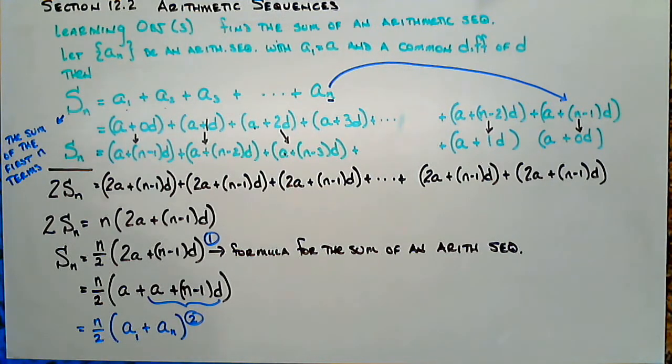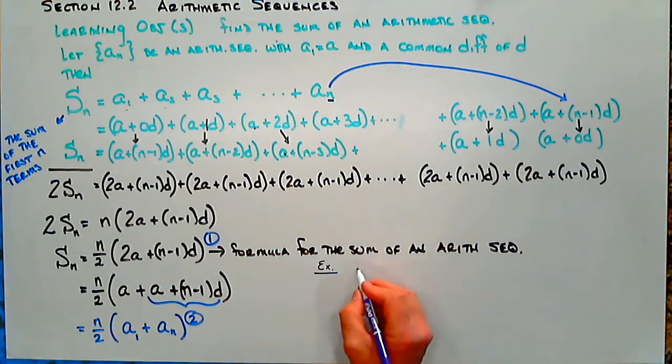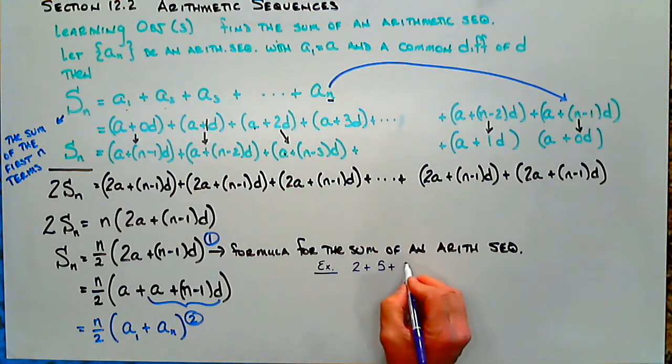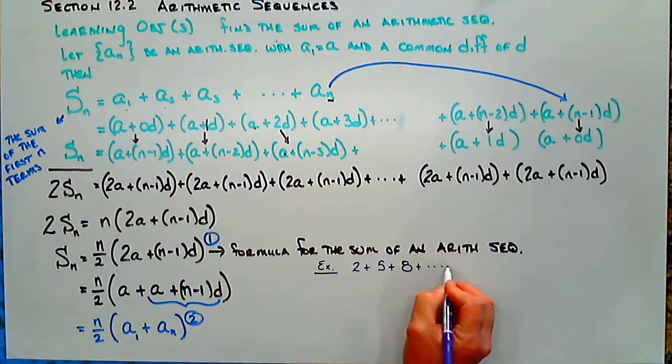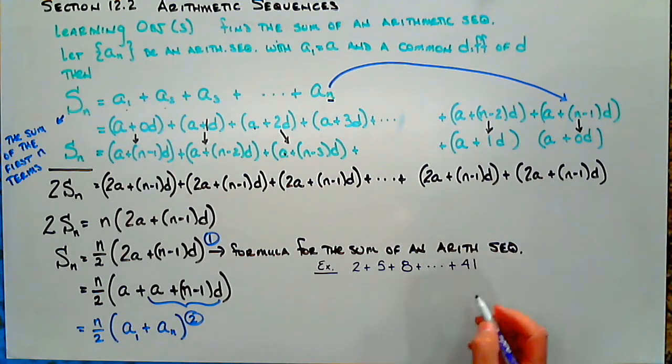So how do we use this to solve a problem? What's a typical problem look like? Well, a typical problem they give us is something like this. I'll just do the example right here. We'll work it out right down here. The example would be something like this problem right here: 2 plus 5 plus 8 plus, and it keeps going until it gets to 41. And it says, find the sum.